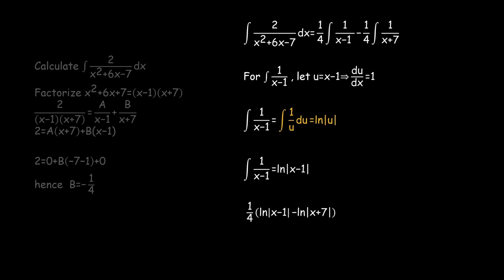Then we simplify this using the rule of logarithms. This would be 1/4 natural log of (x minus 1) over (x plus 7).